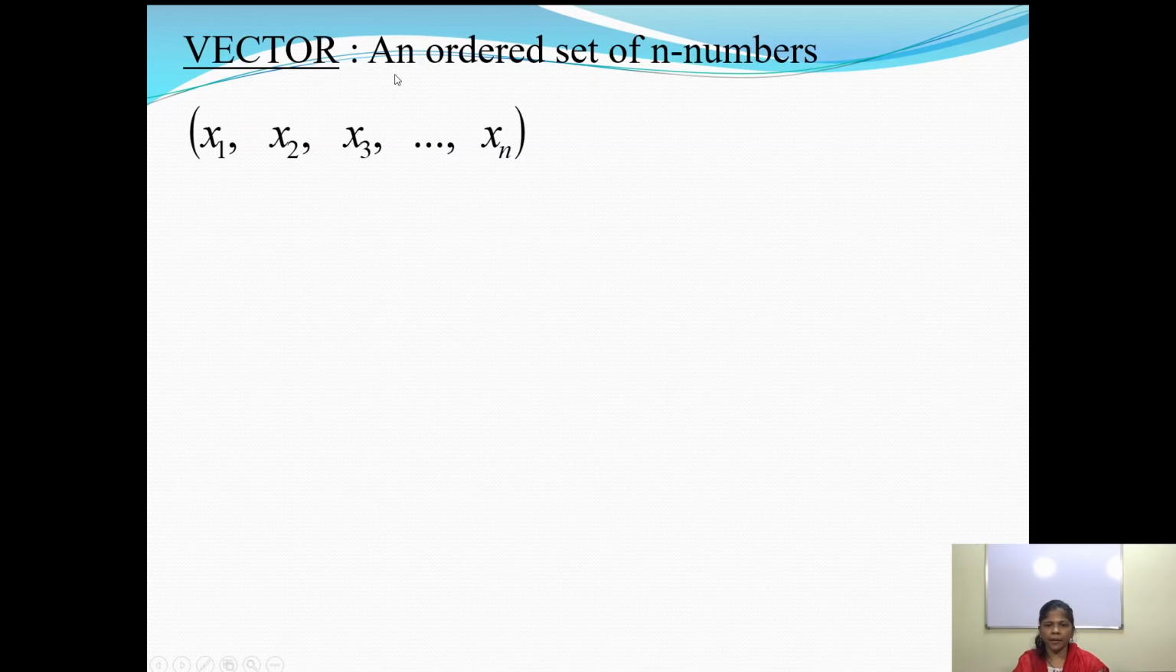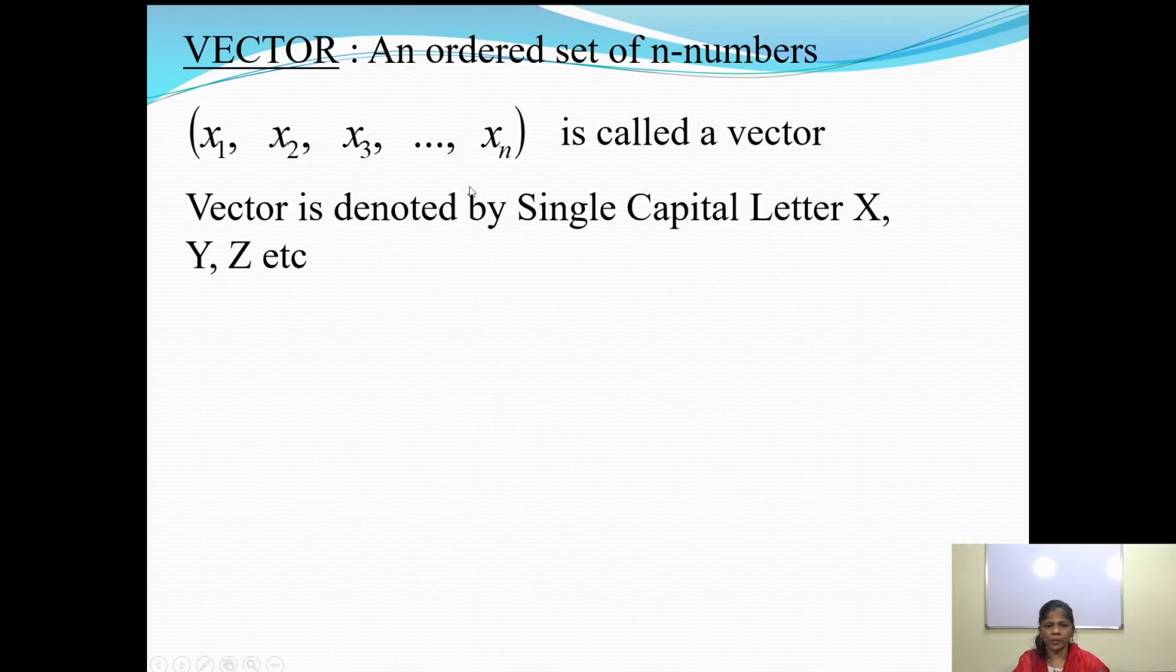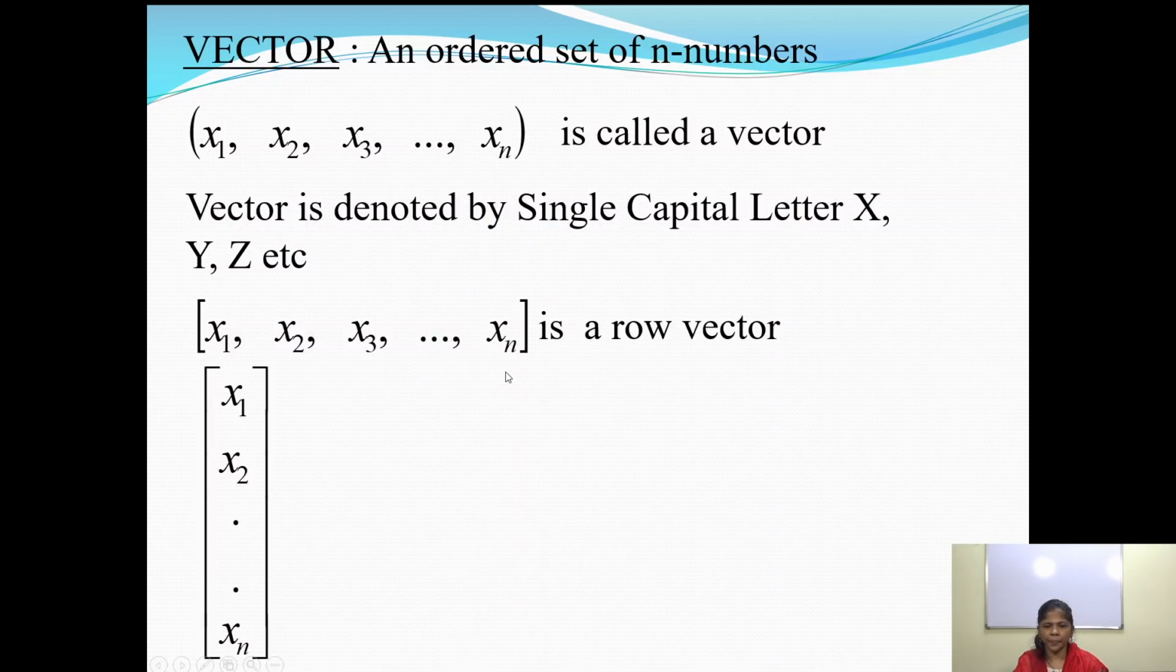So what is meant by a vector? An ordered set of n numbers x1, x2, x3 up to xn is called a vector. Vectors are generally denoted by single capital letters such as X, Y, Z, etc. If we have a row matrix, then that is called a row vector. Similarly, a column matrix will be called a column vector.